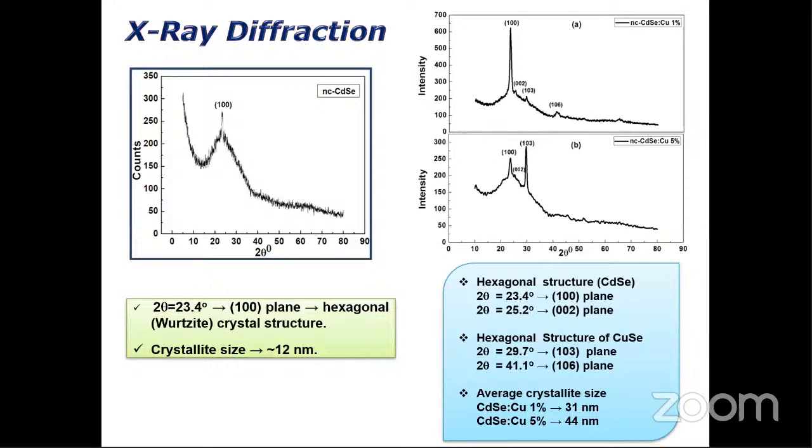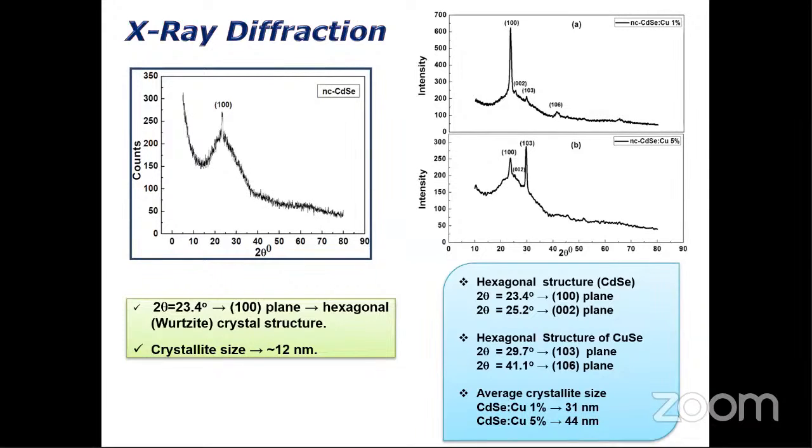So here you can see the X-ray spectra which we have taken, and we have obtained the hexagonal structure. These are the three XRD spectra: one without any doping, and the others copper doped, 1% and 5%. We have done other concentrations also, but I am showing one low concentration and one high concentration, so for that purpose we have chosen 1% and 5% here.